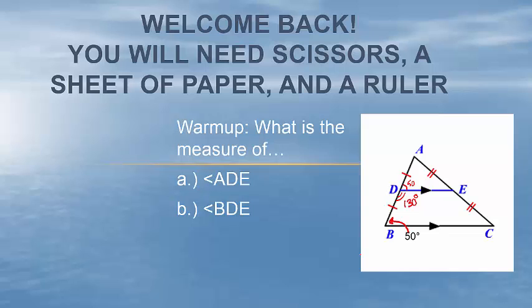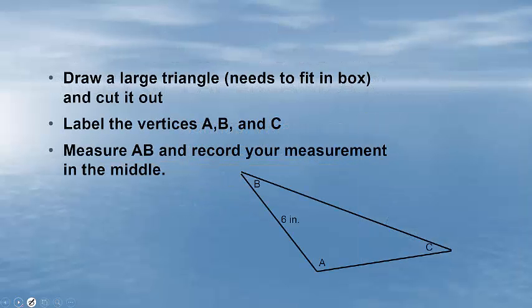To do this, we're going to do a little activity. You're going to need a piece of paper, scissors, a ruler, and something to write with. On your note sheet, you'll see a box and it says place triangle here. This is the triangle that you're going to make. So go ahead and draw a relatively large triangle. Just don't make it too big that it doesn't fit in the box, and then go ahead and cut it out. When you do that, you're going to label your vertices A, B, and C.